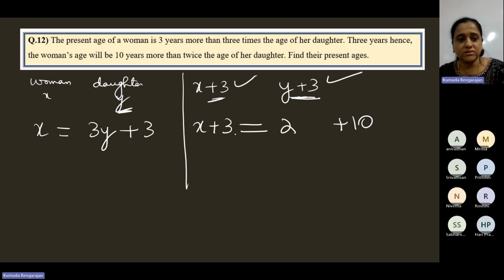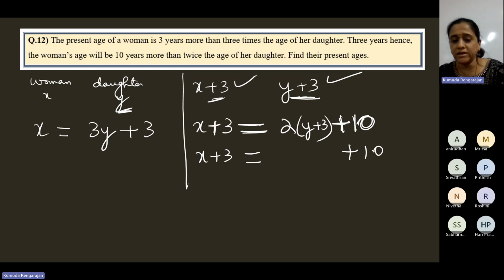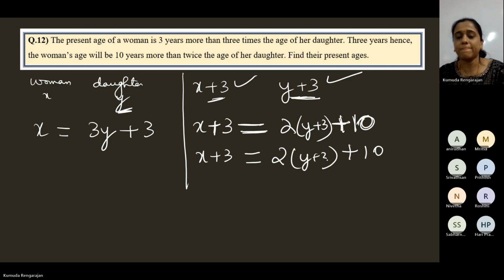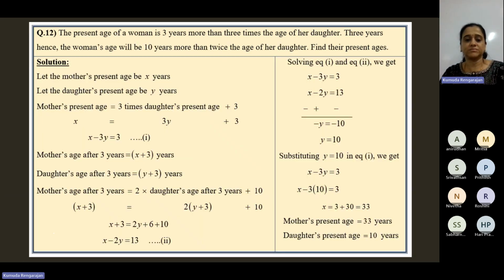So 3 years later, the woman's age will be 10 years more than twice the age of her daughter. The woman's age will be 10 years more than twice the age of her daughter, Y plus 3. So you need to solve these equations and find the values of X and Y.